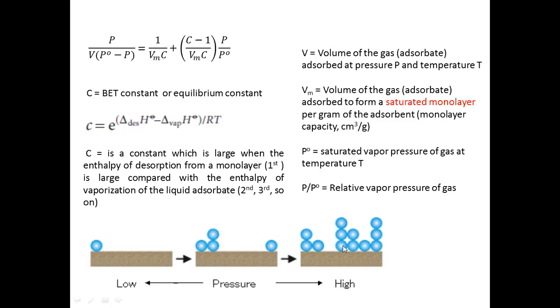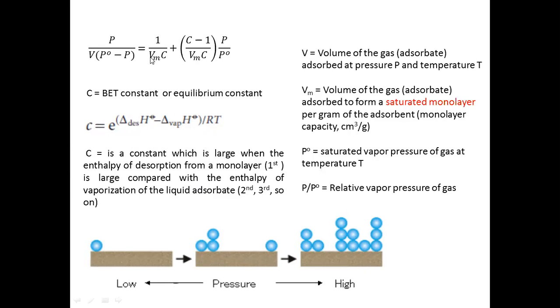but it is more appropriate to use the word desorption for the first layer. So this is all about the enthalpy of desorption and the enthalpy of vaporization: desorption from the first layer and vaporization from the second, third and all the subsequent layers. And when the change in desorption is more as compared to the vaporization, then this constant will have a larger value, and vice versa.